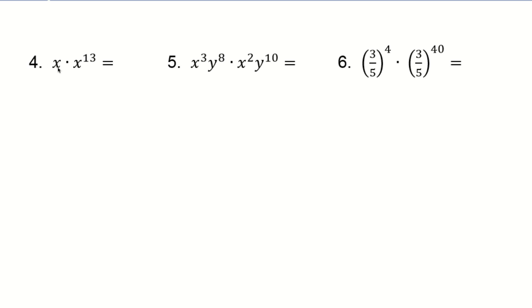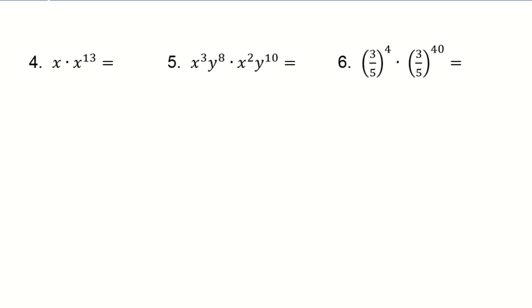This problem right here, x, which technically has a power of 1, x times x to the 13th, since that power is 1, it's going to end up being x to the 14th when you add those powers. Here we can't actually multiply these together per se, because they're not the same base, but you can do x to the 3rd times x to the 2nd, and you can simplify there. And when you put x to the 3rd times x to the 2nd, that'll become x to the 5th. And then y to the 8th times y to the 10th, that'll be y to the 18th.